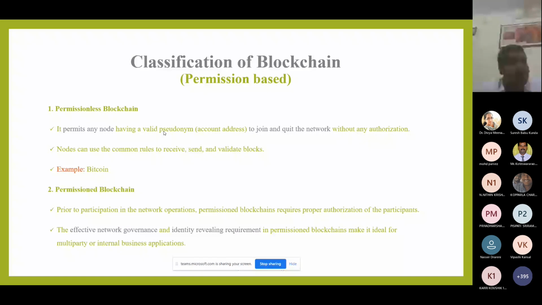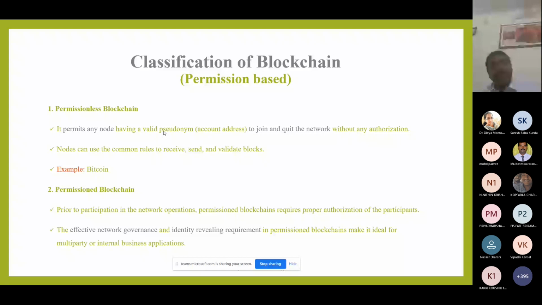They can join or quit the network, and nodes can use the common rules to receive, send, and validate the blocks. For example, Bitcoin. And in case of permissioned blockchain, before participation in the network operation, you need proper authorization. You need to undergo proper authorization, and therefore the effective network governance and identity revealing requirement is there. You need to reveal your identity before you participate in the network operation, before you enter into a blockchain. So this is used for internal business application.